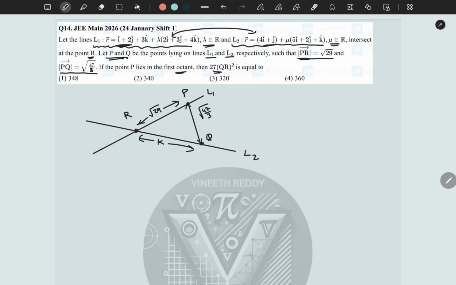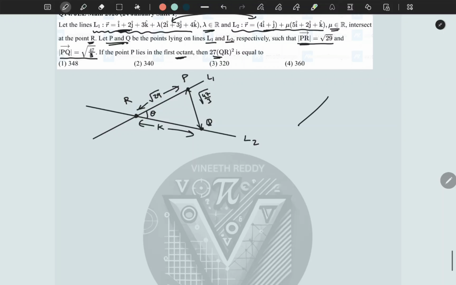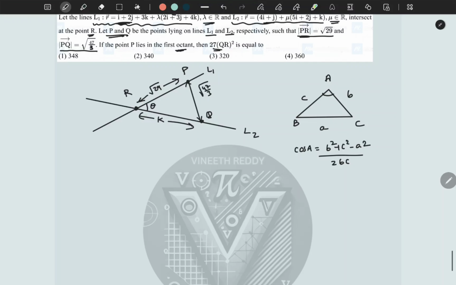What can the other way be? Think about it. As per the cosine rule, let us say a triangle ABC, where this is angle A. The side opposite to angle A is a, opposite to angle B is b, and opposite to angle C is c. We can say cos A is b square plus c square minus a square by 2bc. Similarly here, cos theta should be equal to root 29 whole square plus K square minus root 47 by 3 whole square, divided by 2 into root 29 into K.